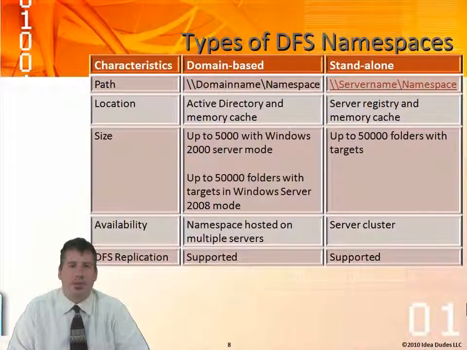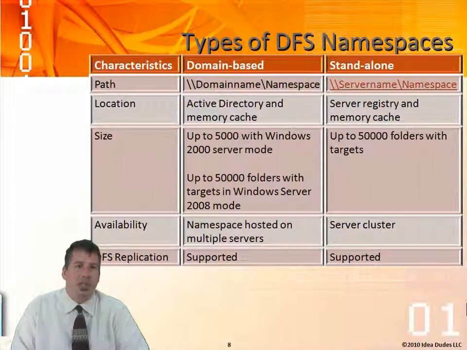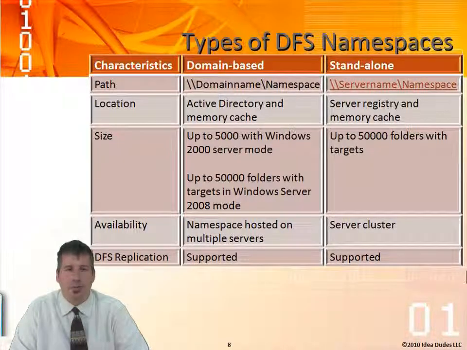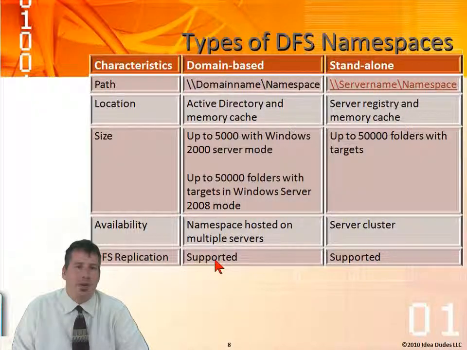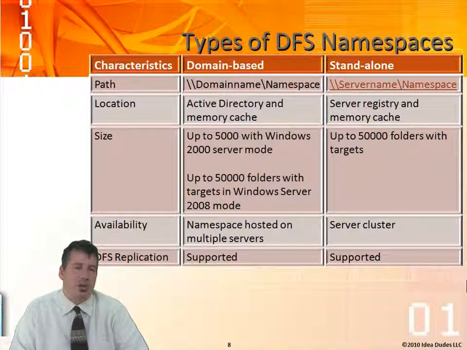Now, looking at the types of DFS namespaces, we have the domain-based namespace. Its location is Active Directory, and it has a memory cache. If we're in Windows Server 2008 mode, then we can have up to 50,000 folders as targets. Availability is hosted on multiple servers, and DFS replication is supported. Now we do have a standalone namespace. The only thing is the availability is going to be based on the server cluster, so we're going to use failover clustering for a standalone. So domain-based is probably the best one that you're going to use for your DFS namespace.